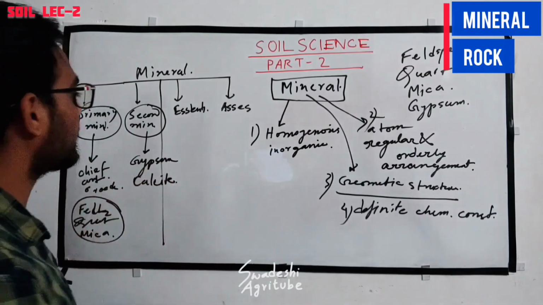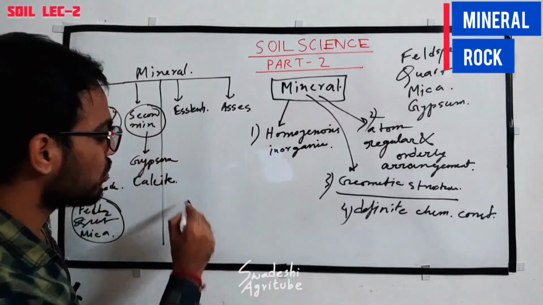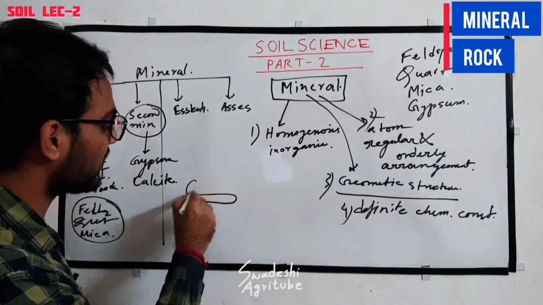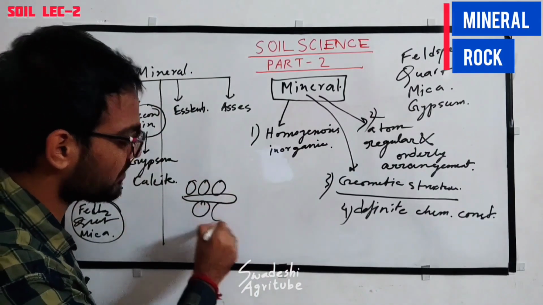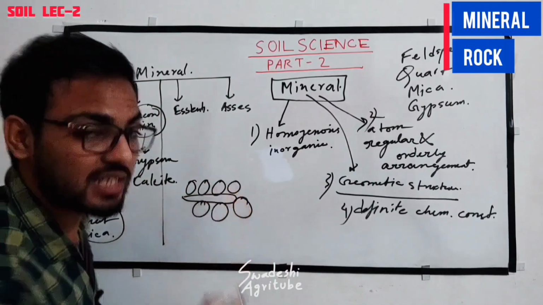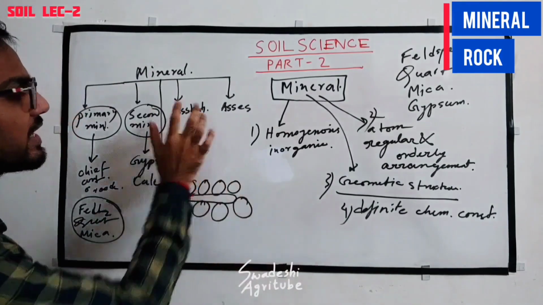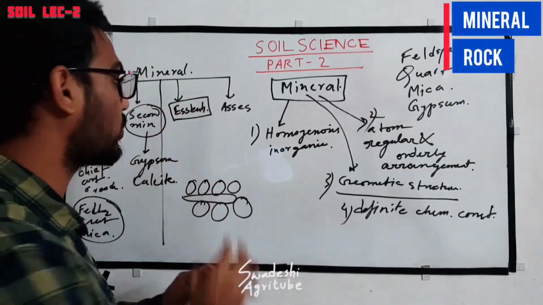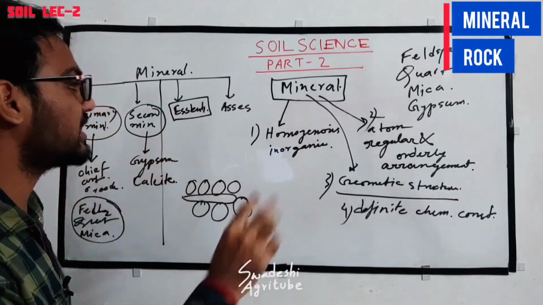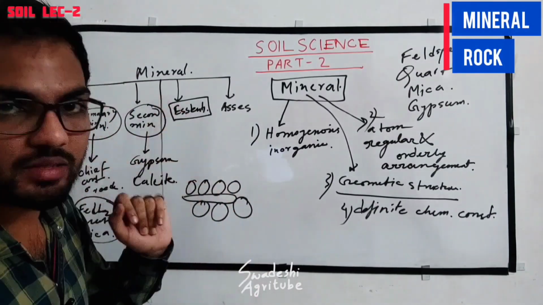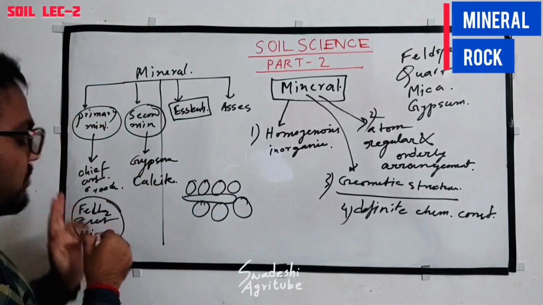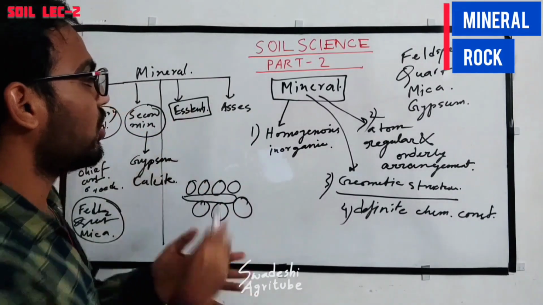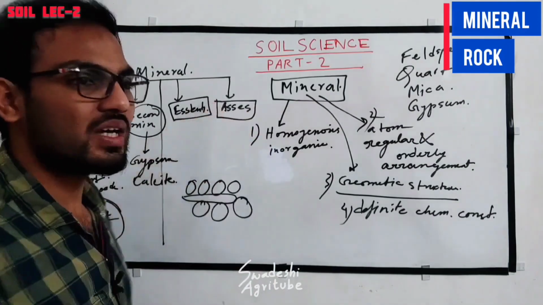An important point regarding secondary minerals is that they have more surface area. With more surface area, they can hold more water. That means they have more water holding capacity. Essential minerals are those minerals that must be present in a rock to form it. Primary minerals like feldspar and quartz are also called essential minerals.